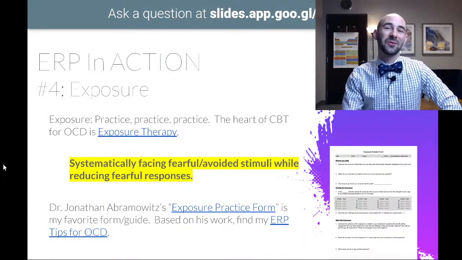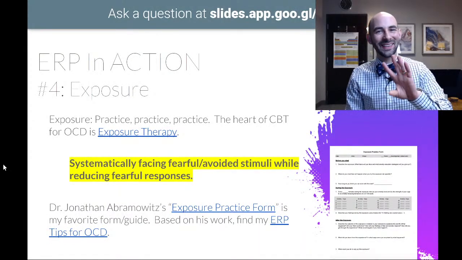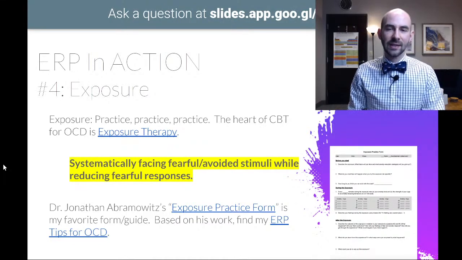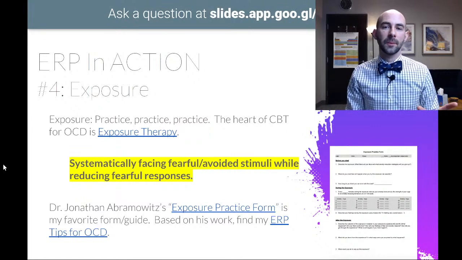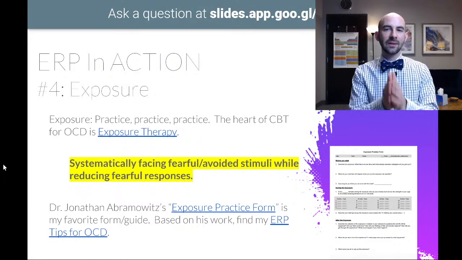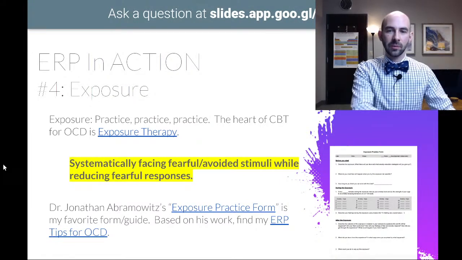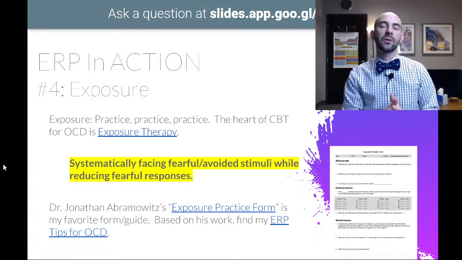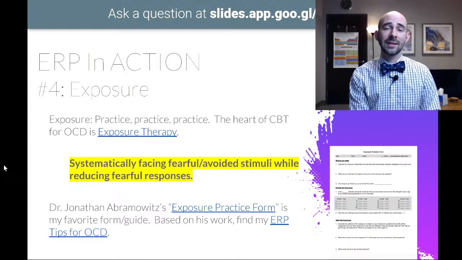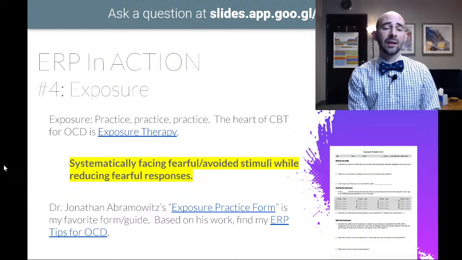So of course, fourth, interesting, right? The first three aren't even exposure, because good assessment and good planning make for good exposure. So highlighted here: systematically facing fearful or avoided stimuli while reducing fearful responses. It's basically all it is. I tell clients again and again, ERP is remarkably simple, but it's not easy.